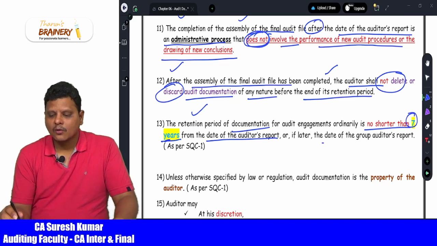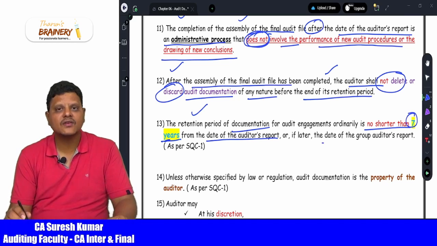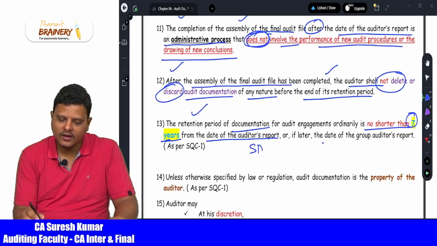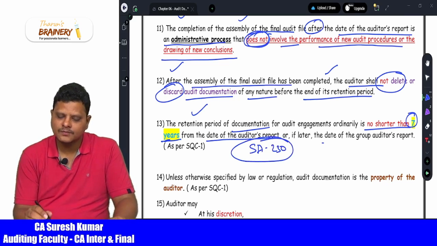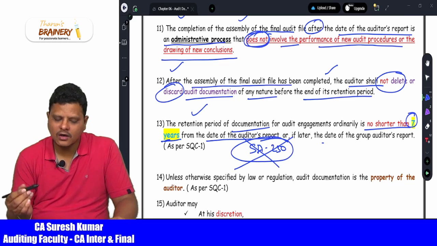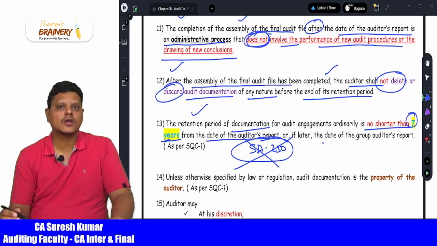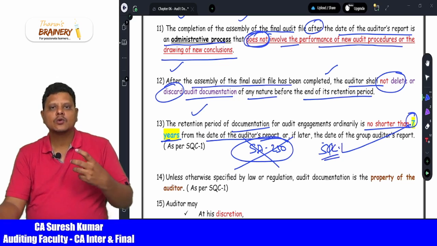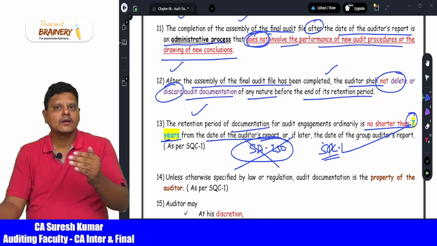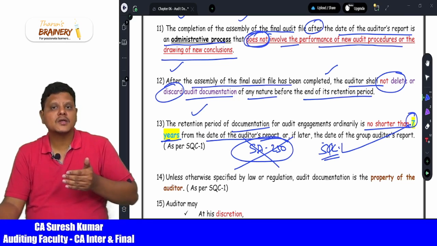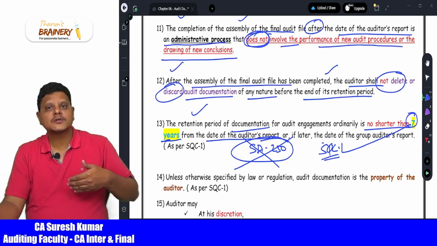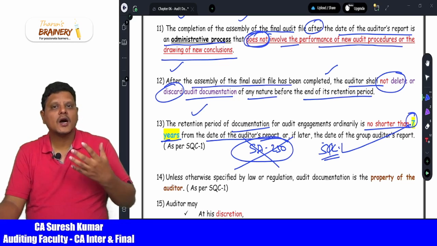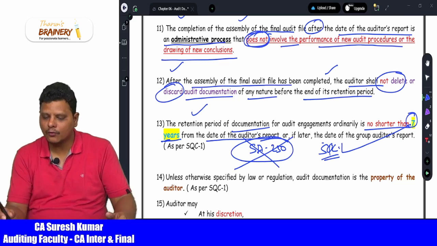Now, who has given the clarification for these 7 years? Standard number 230 talks about documentation, but standard number 230 does not answer for how many years the auditor has to keep the documentation. The 7 years duration has been answered by SQC 1. You may be tested in the examination. So auditor has to retain the documentation for a period of 7 years as per option A, SQC 1, option B, standard number 230, option C, SA 240, option D, SA 220. They may give 4 options.